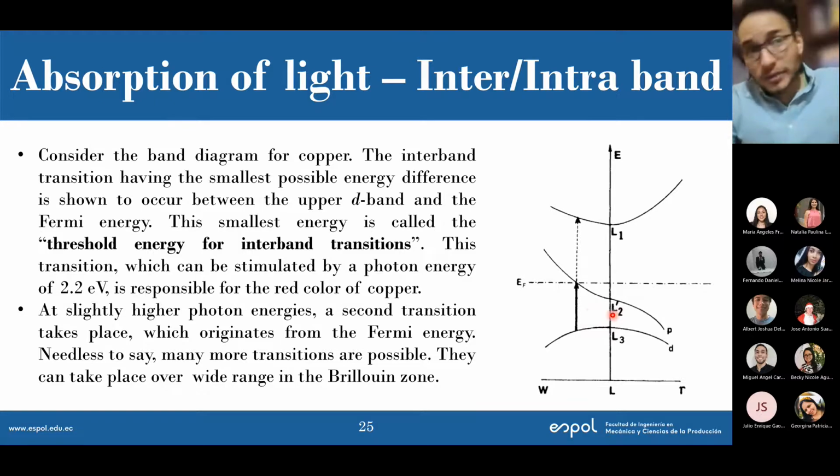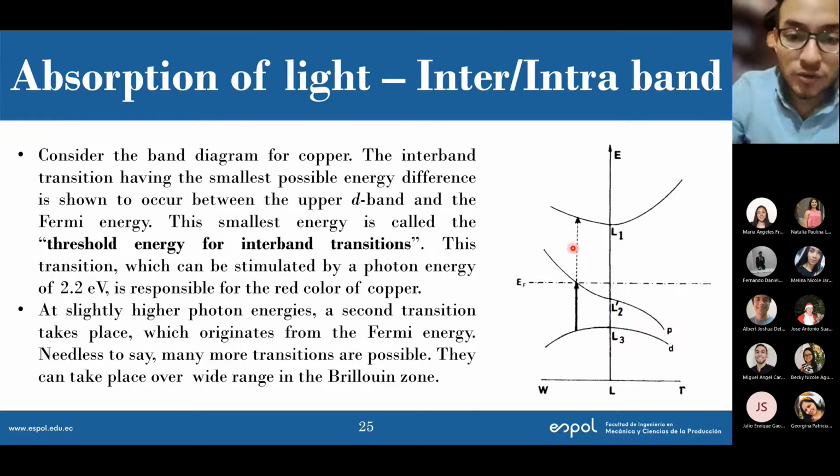Now, if you go to higher photon energies, then you have this second transition, right? Once you're at the Fermi energy, you just put a bit more energy, and then that second transition from the Fermi energy to the conduction band will happen. And as I said, you can have many transitions over the wide range of the Brillouin zone. So as long as you are in the Brillouin zone, you can have many more transitions. This is just an example of one of those interband transitions, with this being the smallest possible energy and the highest possible energy.